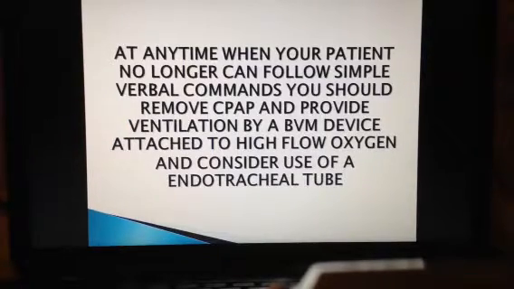Okay, so this is really, really important. Obviously, it's in bold. At any time when your patient no longer can follow simple verbal commands, you should remove the CPAP and provide ventilation by a BVM device attached to high flow O2, and then consider intubating. Very, very important.